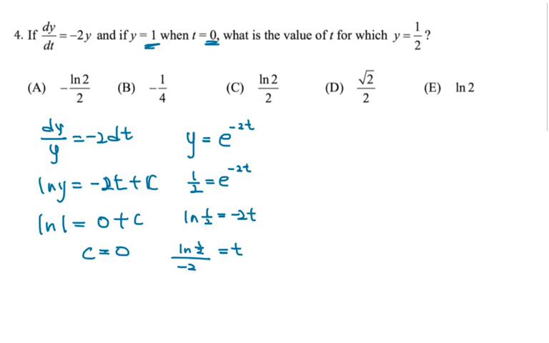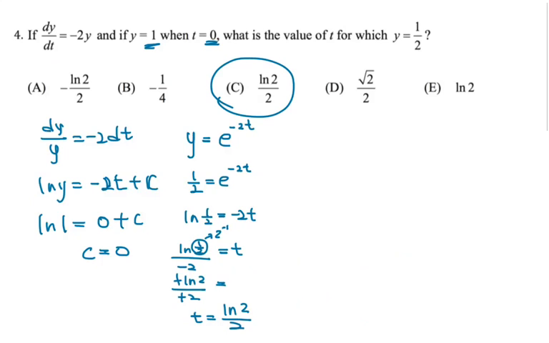Now, let's try to check out our choices. None of them has ln of 1/2 in fact. So if I have to rewrite this one, then ln of 1/2 is negative ln of 2, because this one is equal to ln of 2 to the negative 1 power, over negative 2. So negative negative cancels out. Then what we end up getting is t is equal to ln of 2 over 2. So that's basically what we end up getting. Choice C becomes our answer.